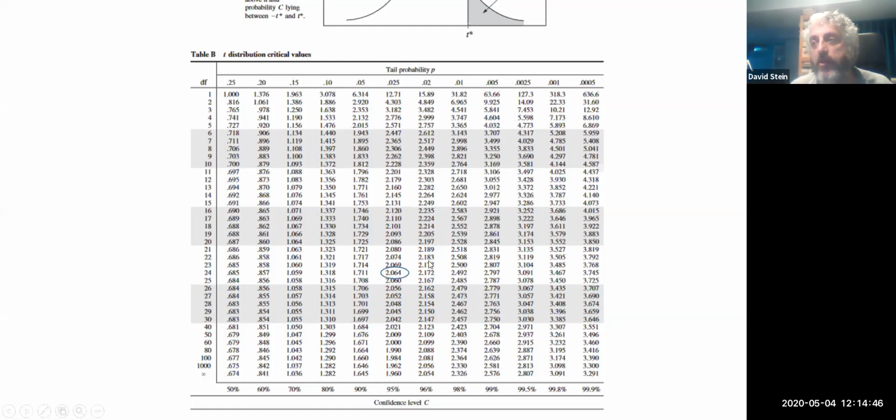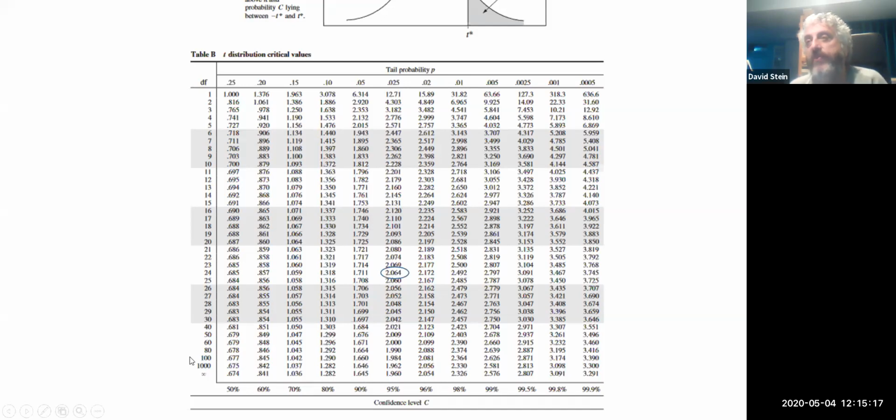The other thing I want you to notice is, if you go to the bottom, and I'm not sure if you can read that here, but that says infinity. If you have an infinite number of degrees of freedom, that's the Z distribution. And so the numbers you see down here are the z stars. Here it is, that's the 1.96. Here's the 1.645. These were numbers that we were using with Z distributions. As the degrees of freedom go to infinity, now you have your Z distribution.